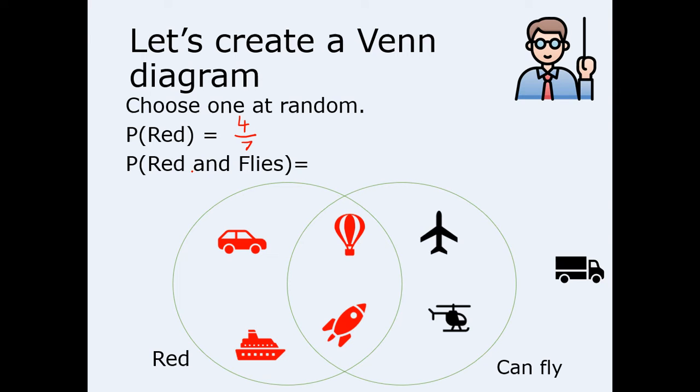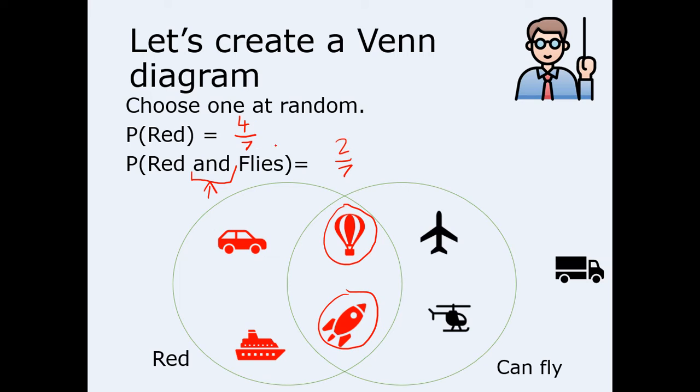And what is the probability of getting something that's red and it flies? Well, that would be the things in the overlap. So this would be 2 out of 7. So perhaps you can see why a Venn diagram is useful. It's useful if you get asked about "and". If I want to know the probability of this and this, all I need to do is look in the overlap section and it's very, very clear what that probability is going to be.